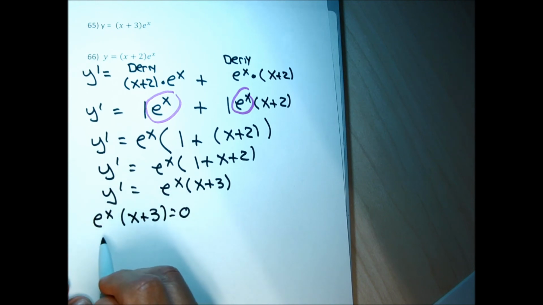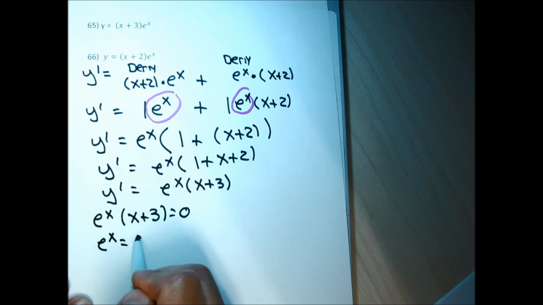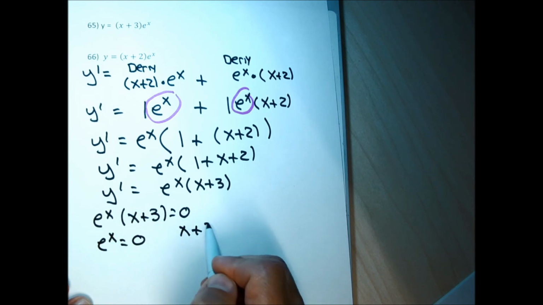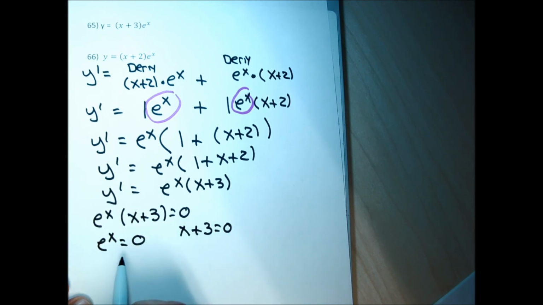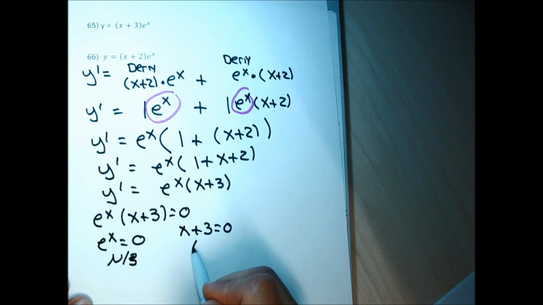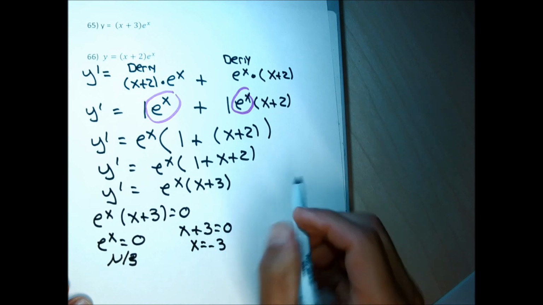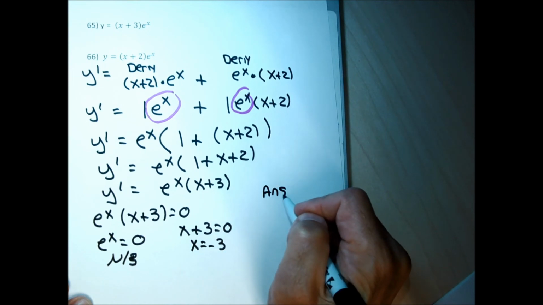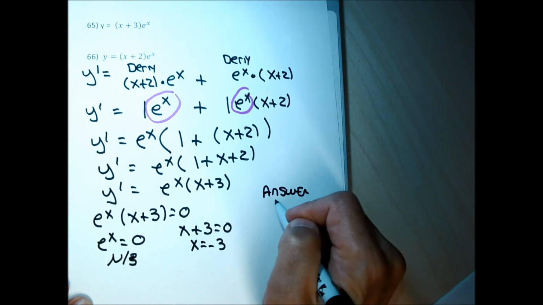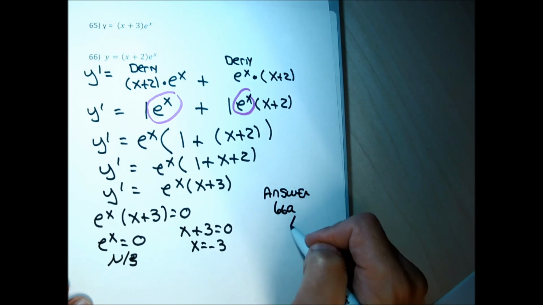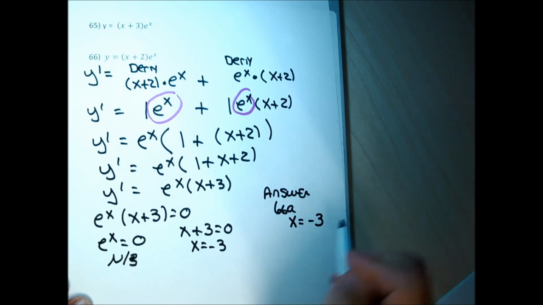Since it's factored, I'll just split the factors up, set each one separately equal to 0. When I set e to the x equal to 0, there's no solution. And when I set x plus 3 equal to 0, I get x equal to negative 3. So my answer for 66a is x equal to negative 3.